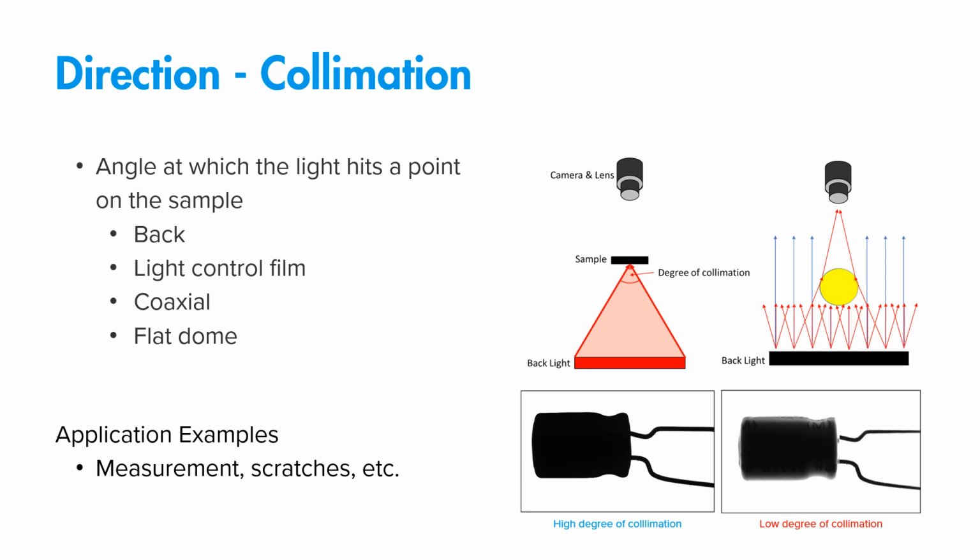So it does do a better job of making the height changes more apparent, but they do a similar job between the coaxial and the flat dome light. It's kind of like a Venn diagram with a small overlap. It's enough that sometimes either light will work, but not enough that you really would have one light but not the other. So for your lab, it's good to have a backlight, an accessory for light control film, a coaxial, and a flat dome to factor in the collimation and use collimation to your best benefit.